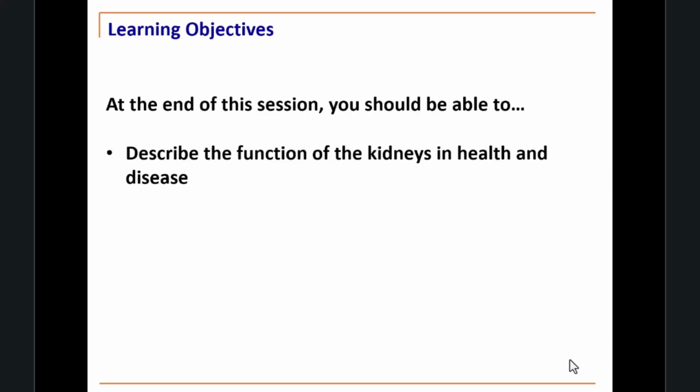In this session, we are going to look at the basic overview of the structure of the kidneys and also the main functions of the kidneys, focusing on what's happening in health, but also just touching on what might go wrong in disease. When you know what's going on in health, you can often work out what is happening in basic disease states.